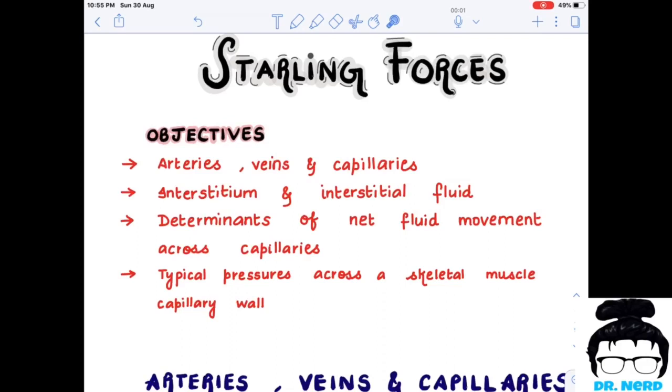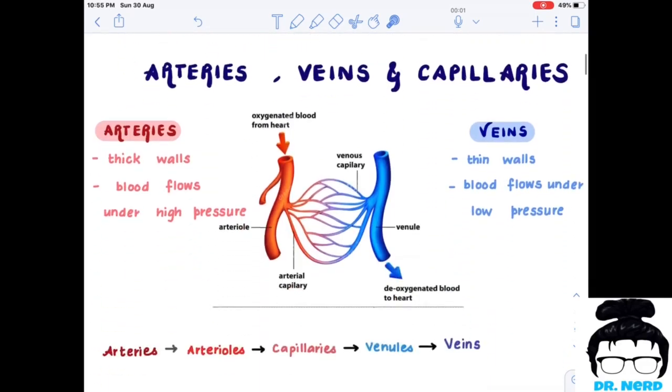The topic for today is going to be Starling forces, and the objectives are a very brief discussion about arteries, veins, and capillaries, what is interstitium and interstitial fluid, what are the determinants of net fluid movement across capillaries, and what are the typical pressures across a skeletal muscle capillary wall.